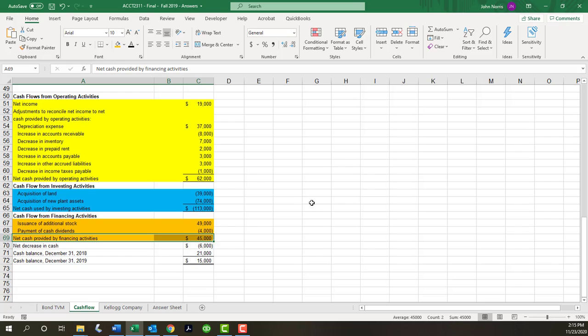So that is the 62 minus the 113 plus the 45, a net decrease in cash of $6,000, and sure enough, the cash balance at the beginning of the year was 21, and at the end of the year, it was 15.